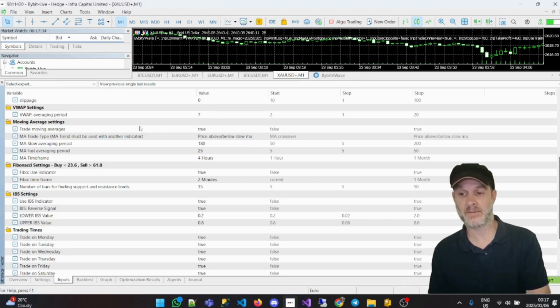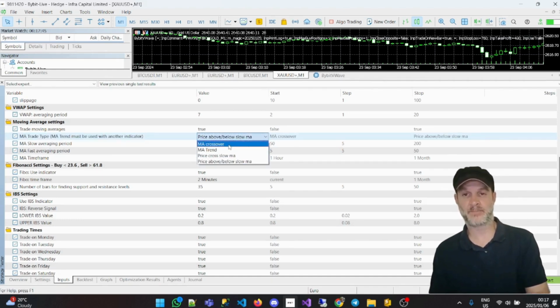Okay, and then now we have moving averages. I always like to have moving averages. It's great for trend, great for recognizing trend. And then you've got a couple of options when choosing moving average. You've got an MA crossover, which is self-explanatory, when the fast MA crosses over the slow MA.